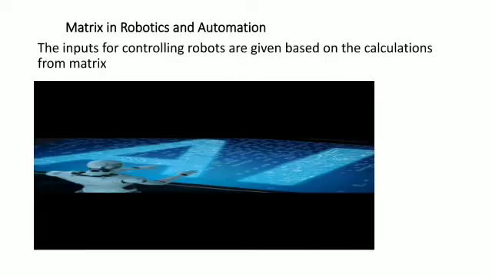In robotics and automation, matrices are the base elements for robot movements. The movements of the robots are programmed with the calculation of matrices, rows, and columns. The inputs for controlling robots are given based on the calculations from matrices.